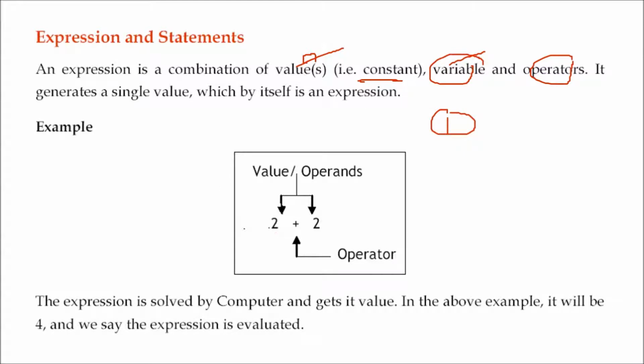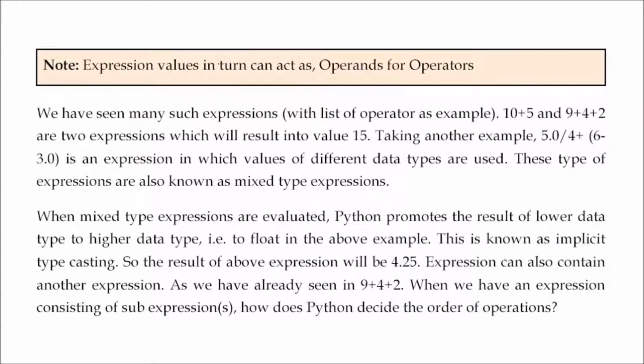For example, here 2 plus 2. These are values or operands and this is an operator, right? So the expression is solved by the system and you get a value. So we get a value here, 4. We say the expression has been evaluated. Now an expression value in turn also can act as an operand for operators.